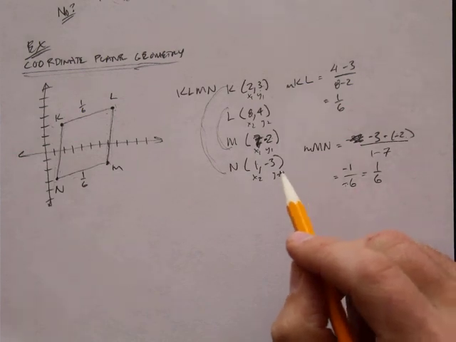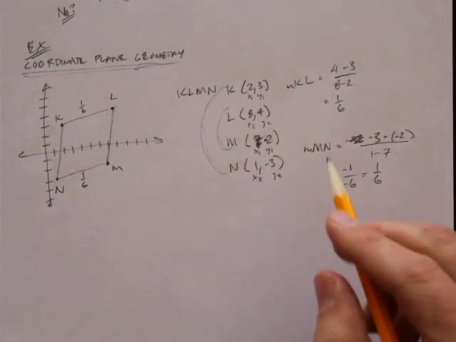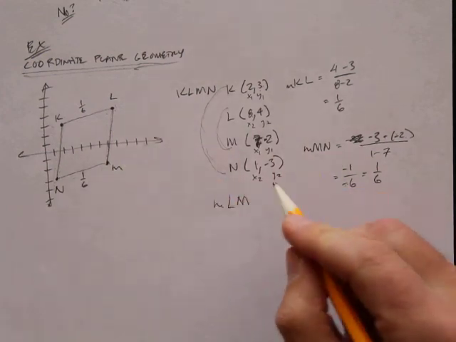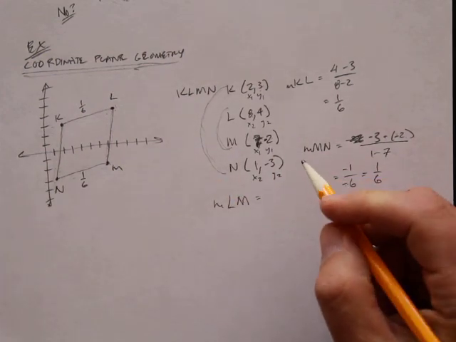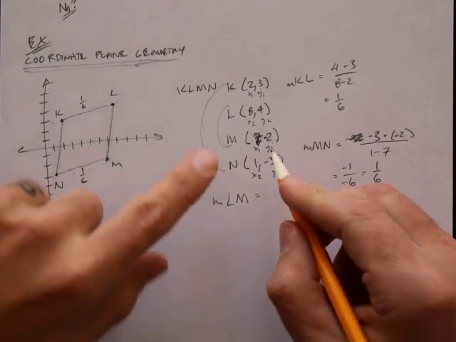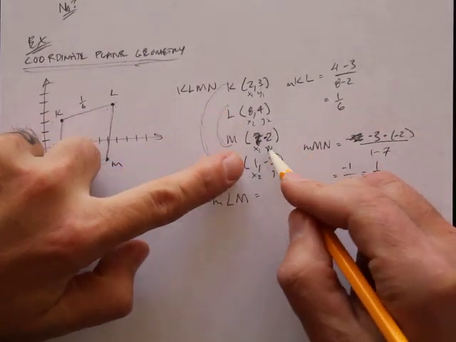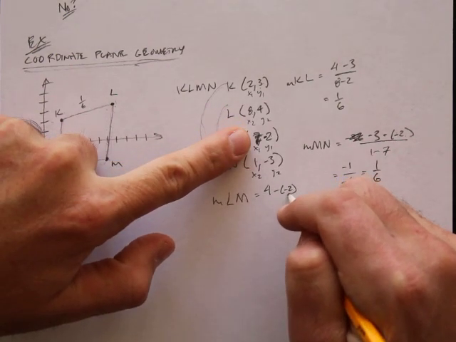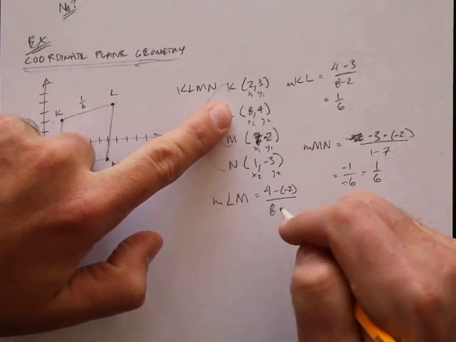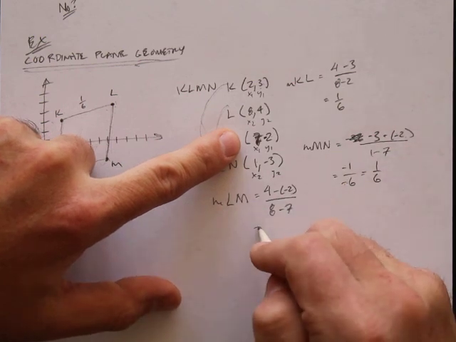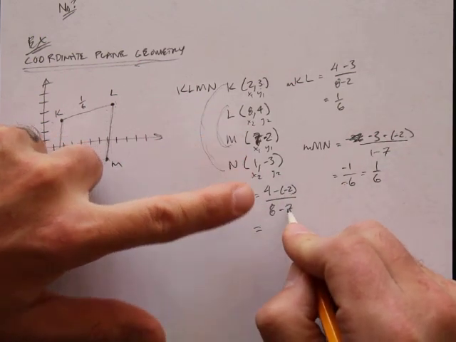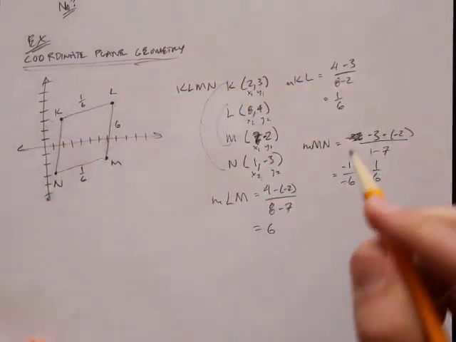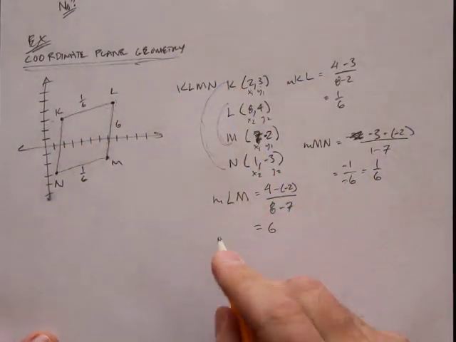All right, let's see how you did here. So I'm going to check the slope for LM. That one right there. I've already got it labeled just fine. I've got 2's and I've got 1's. So 4 minus negative 2 over 8 minus 7. 4 plus 2 is 6, over 1 is just going to get me 6. So this is 6. And then let's look at KN.